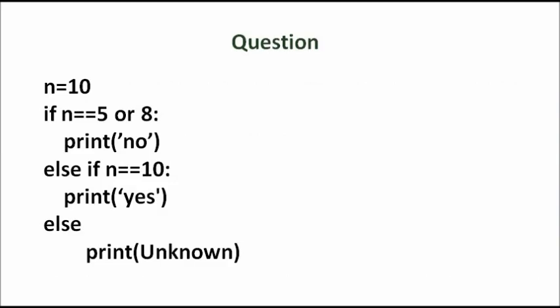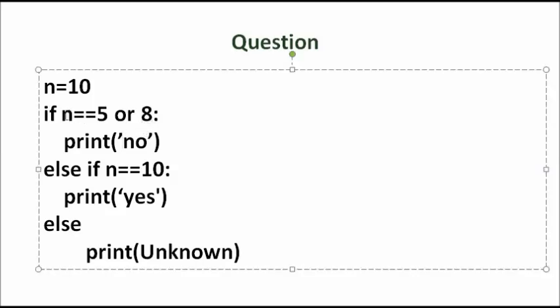Next question. First statement: n = 10. No error. Then next statement: if n = 5 or 8. What is wrong with this? If you want to compare whether n is equal to 5 or n is equal to 8, you have to give the comparison in both the places. That is, here also you have to give n == 8. So, underline the correction.